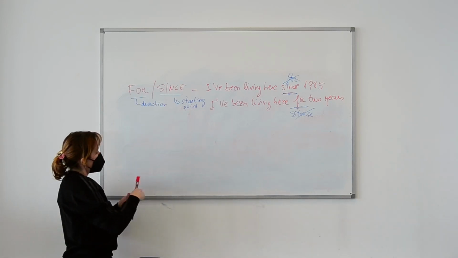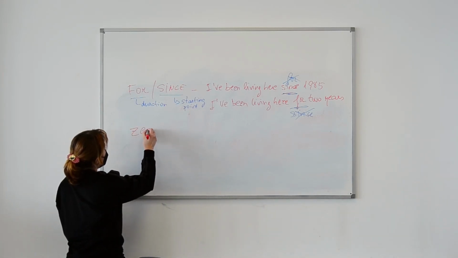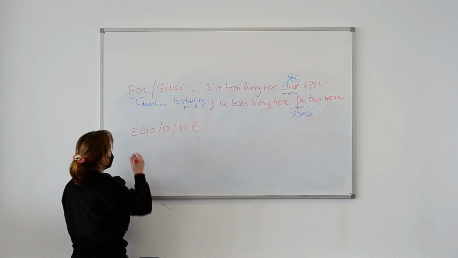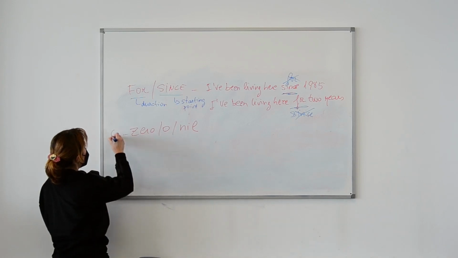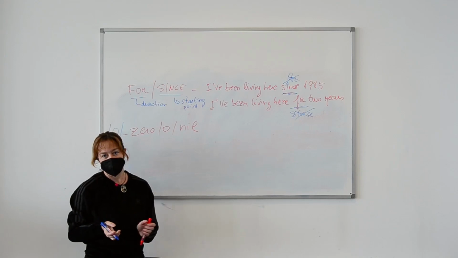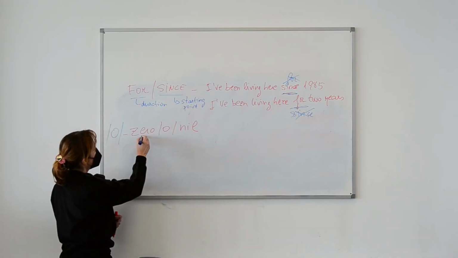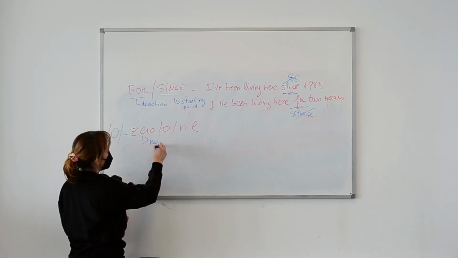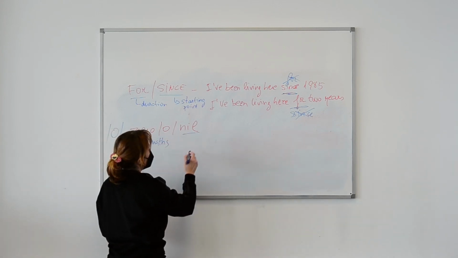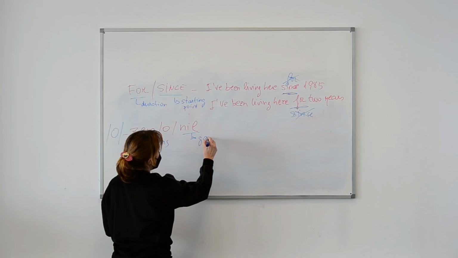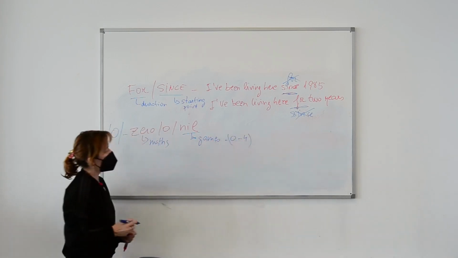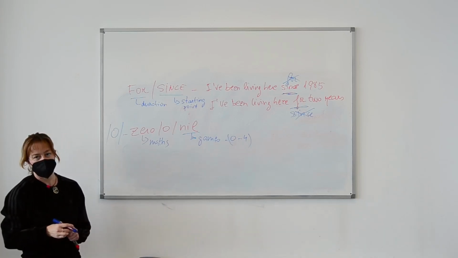Well, another difference is between zero, O, and nil. These are the three different ways of reading the number 0. Zero is used when we refer to maths. Nil is used when we refer to games. For example, nil 4. Okay? A football match, for instance.